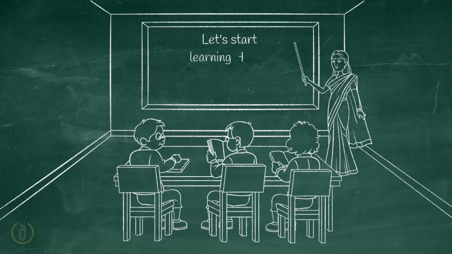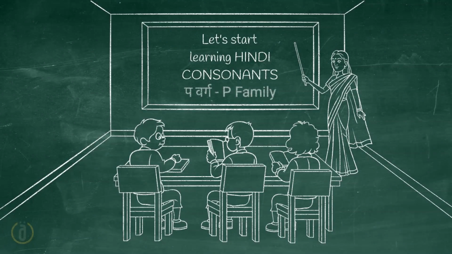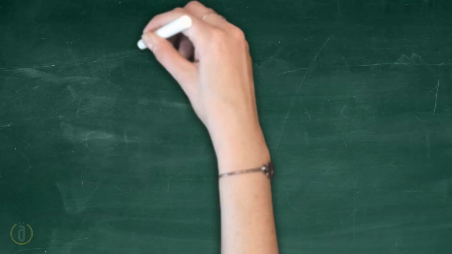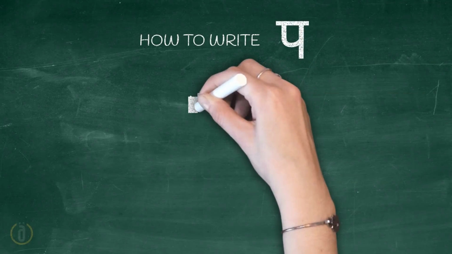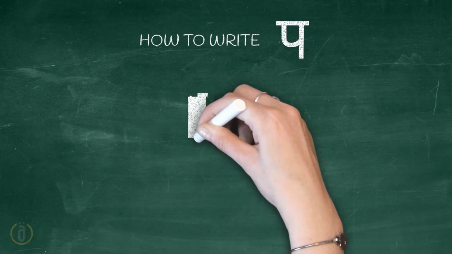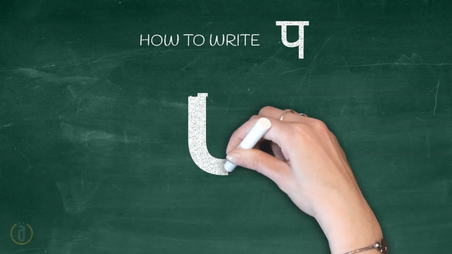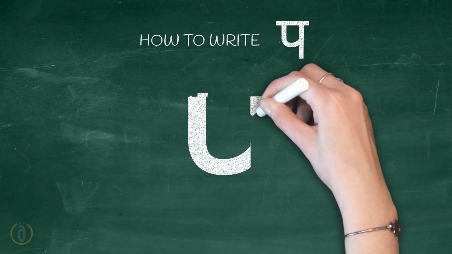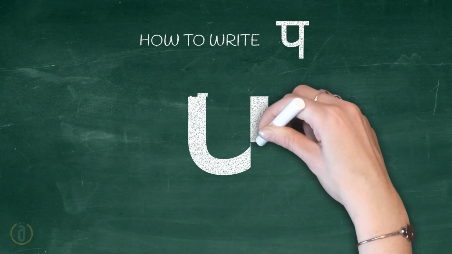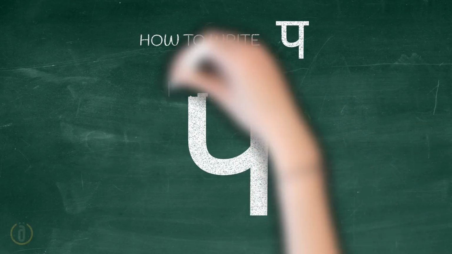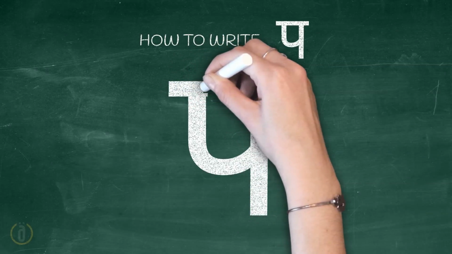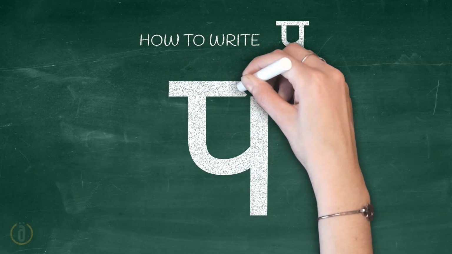Let us start learning Hindi consonants. Pa work, pa family. How to write pa? Draw a standing line and bend it towards the right. Then draw a standing line. Finally, draw a sleeping line on the top.